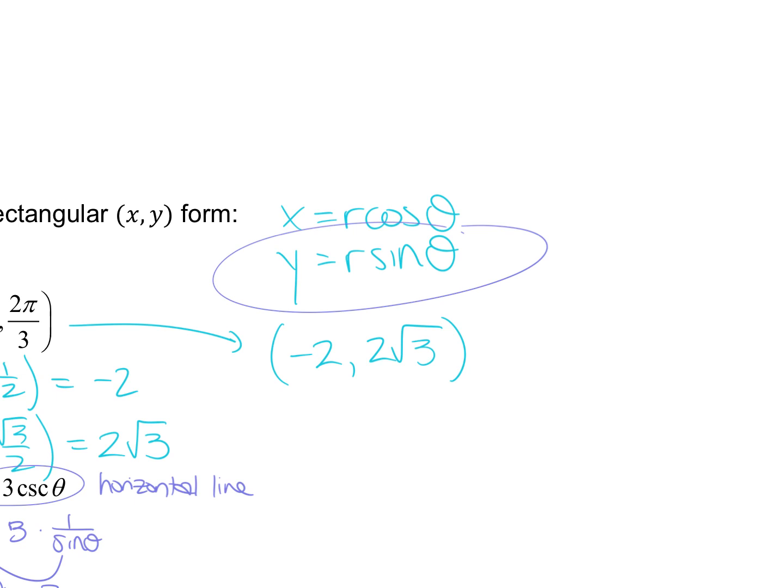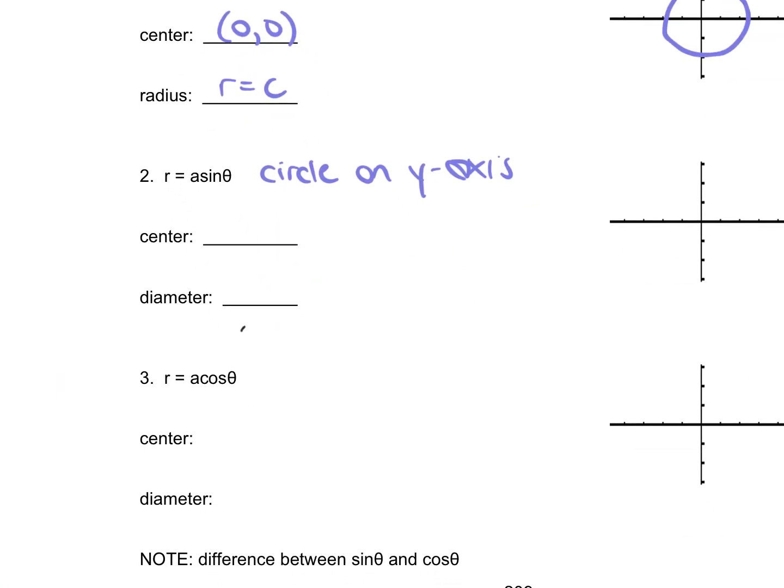Now, if you throw both of them in there, we're going to be seeing some different stuff, but we're looking for basics right now. Your center of this circle is going to be 0, comma, a over 2. So whatever that number out front is, it's going to help you find the center. The diameter of the circle is going to be a.